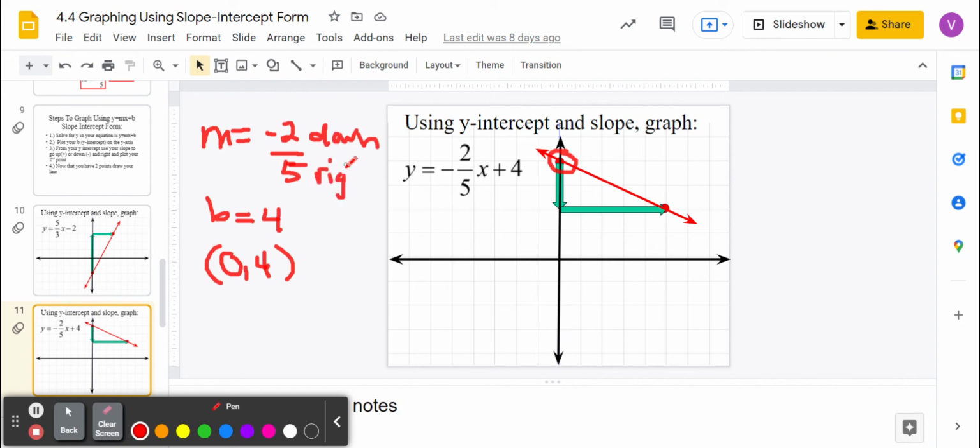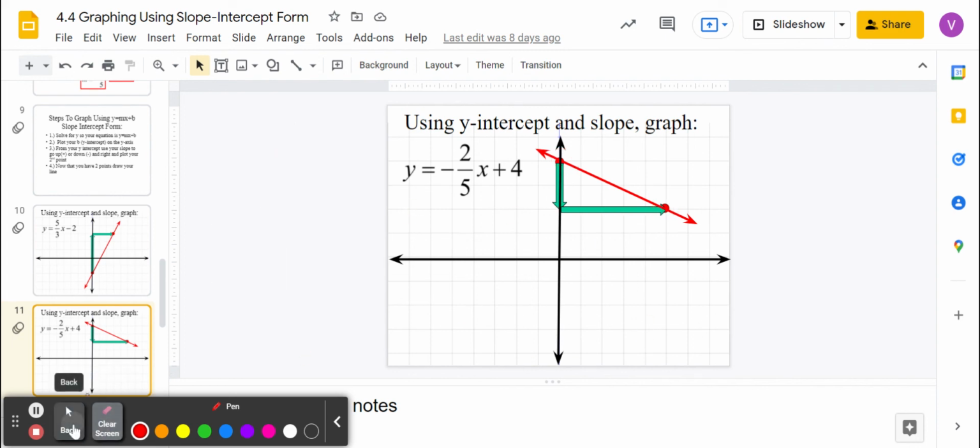So let's count and see if we can get to our next point. 1, 2 units down, 5 to the right. 1, 2, 3, 4, 5. Here's our second point. Connect both of those using a line, and you are good to go for that one.